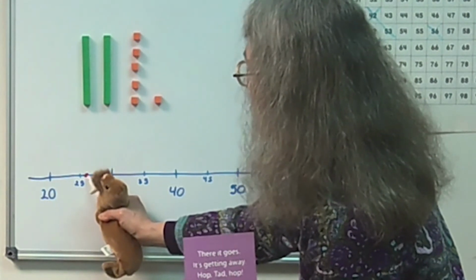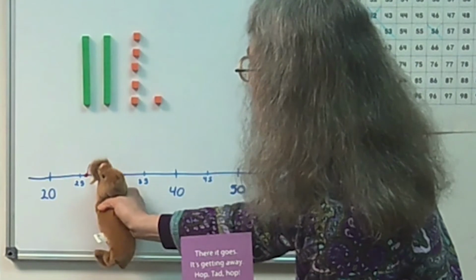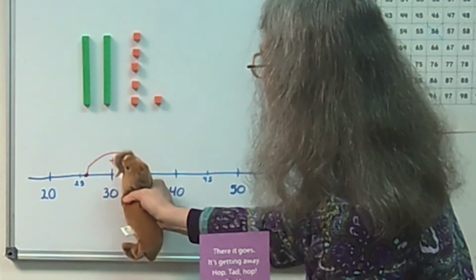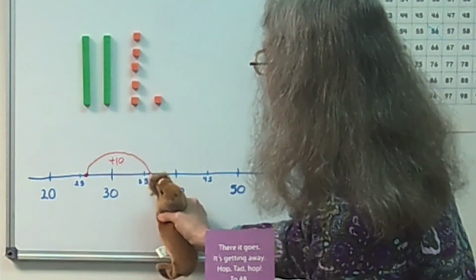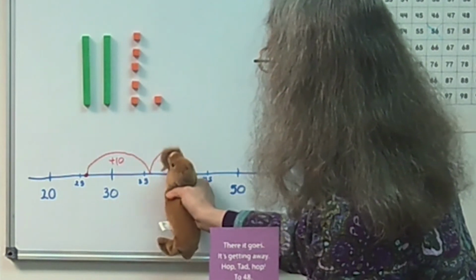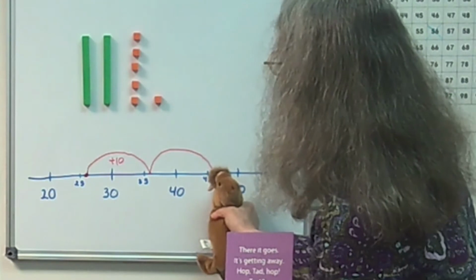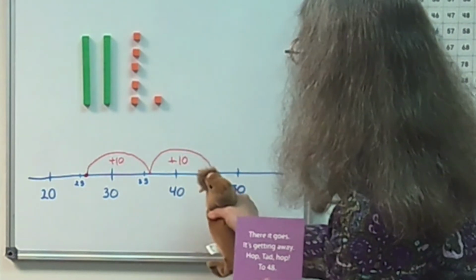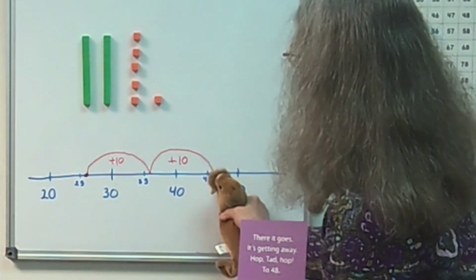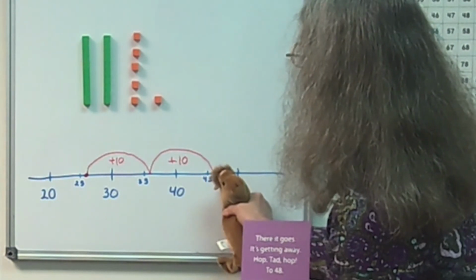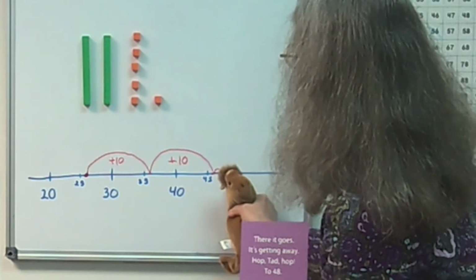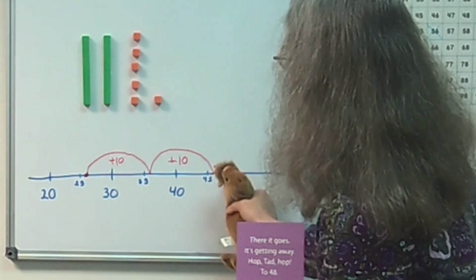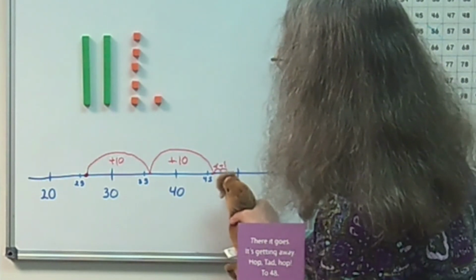Children can help me. 26. Ready? 36. That's a plus 10 jump. 36. 46. Another plus 10 jump. Are we there yet? No, we're not there yet. 46. We need to do jumps of 1. 47. 48. That's 2 jumps of 1. Plus 1. Plus 1 more. And we get to 48.